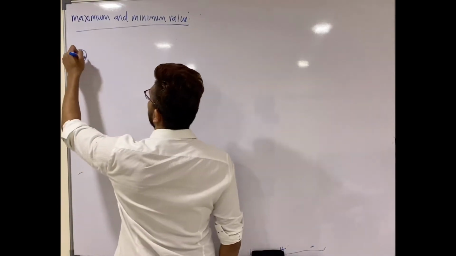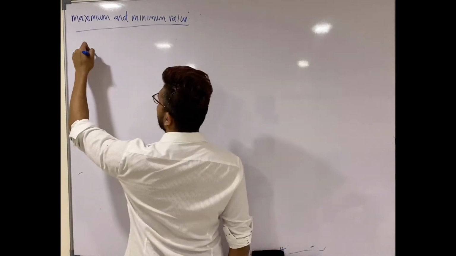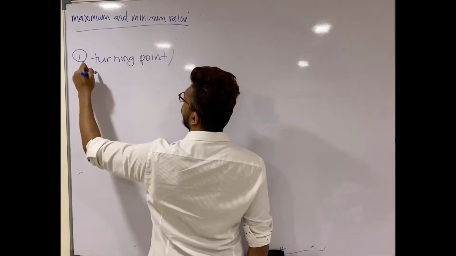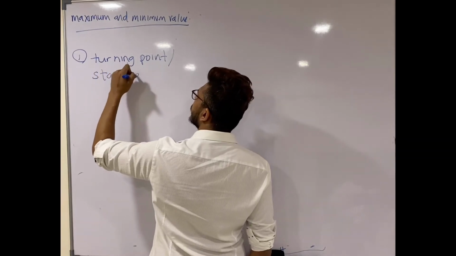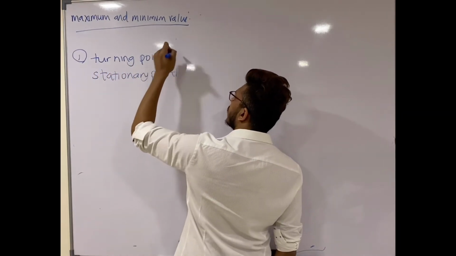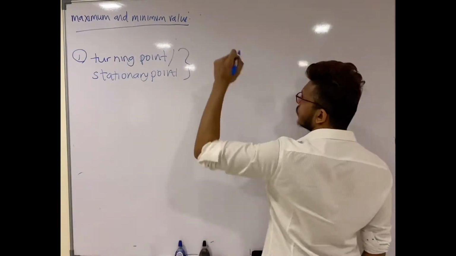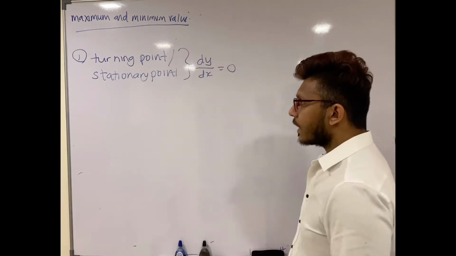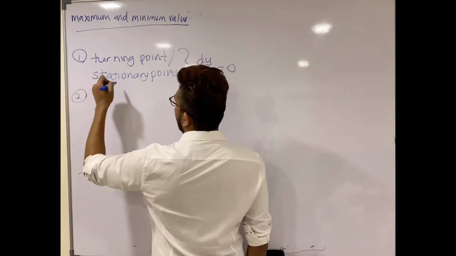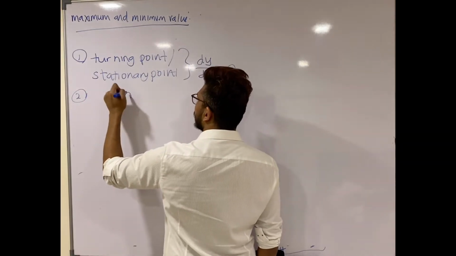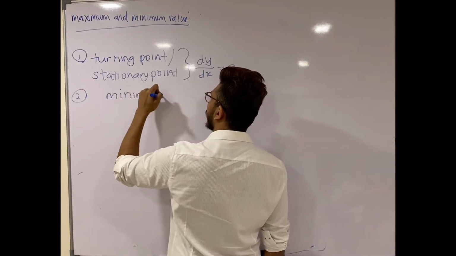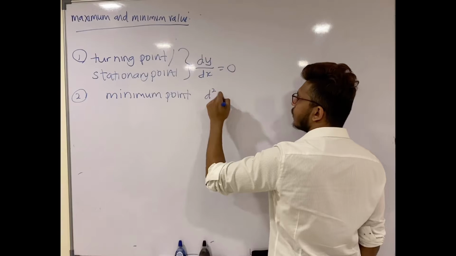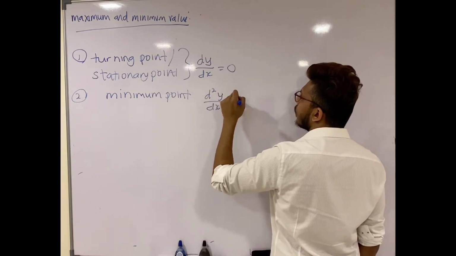First, generally, a minimum or maximum point, we'll call them turning points. If it's not a turning point, you can also call it a stationary point. Now, in order for you to find the values of these points, you must equate dy over dx to 0. Now, the second thing is that if these points are a minimum point, then you'll have to do the second derivative and that value will be more than 0, or positive.